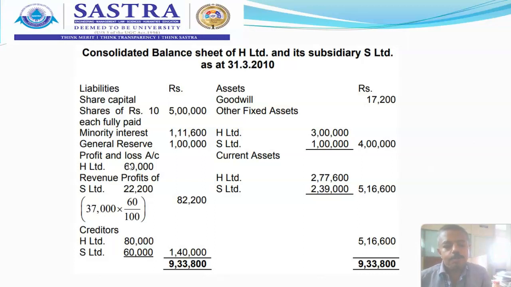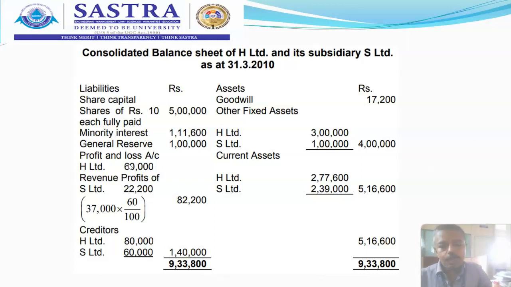Now, slowly we move towards the assets. In assets, the first one is goodwill, which we calculated to the sum of rupees 17,200. Then other fixed assets, which are held by H Limited and S Limited. H Limited fixed assets 3 lakhs and the portion of S Limited fixed assets 1 lakh. So total fixed assets 4 lakhs.